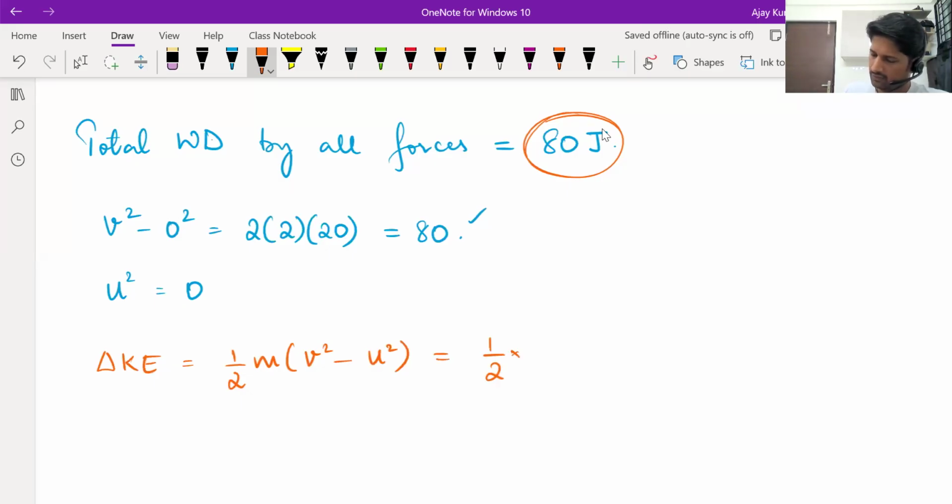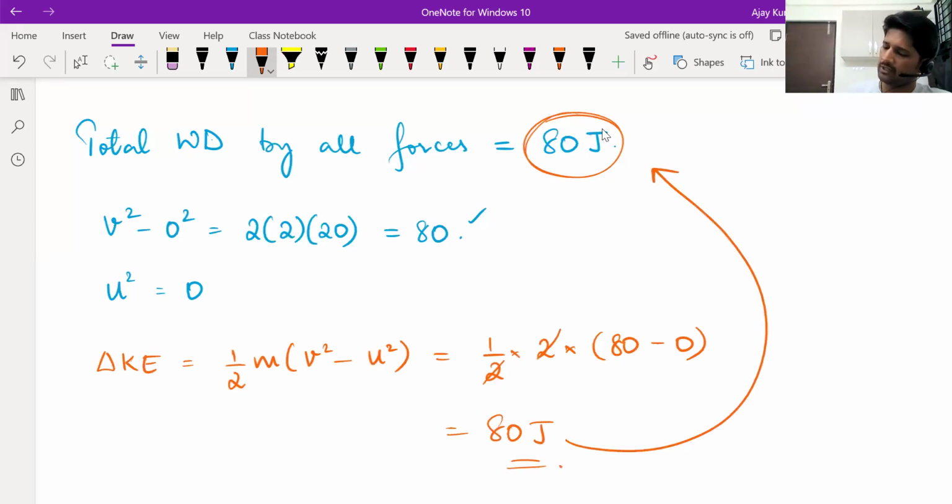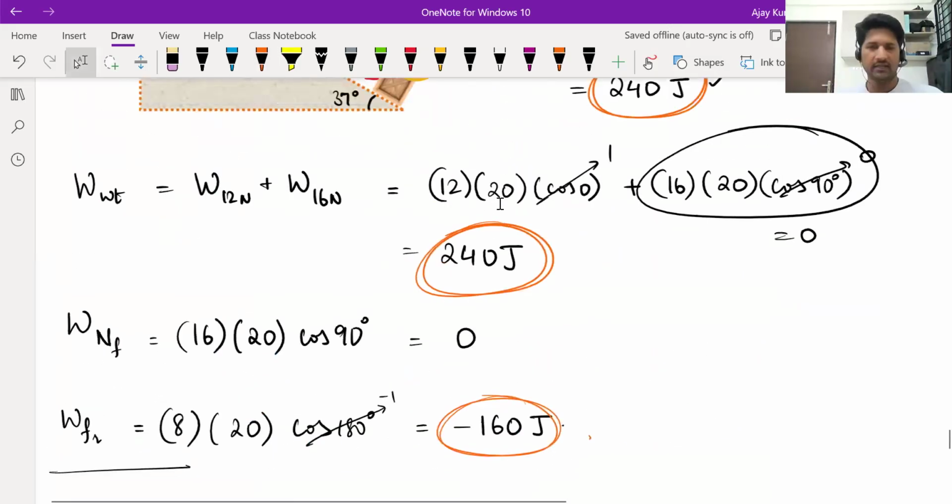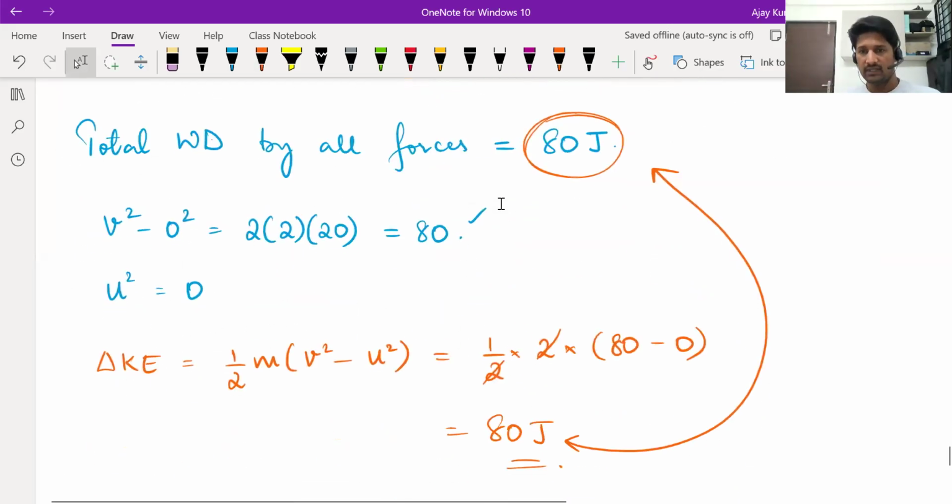Half into mass, which here is 2 kg. V square is 80. U square is 0. You see that change in kinetic energy is 80 joules, which is equal to the work done by all forces combined. Work done by individual forces is not 80. Weight did not do 80 joules of work. Normal force didn't do 80 joules. Friction didn't do 80 joules. But combine all of them, the total work done was 80. And that is equal to the change in kinetic energy of the block. So we just verified the work kinetic energy theorem in one of the problems that we had already solved.